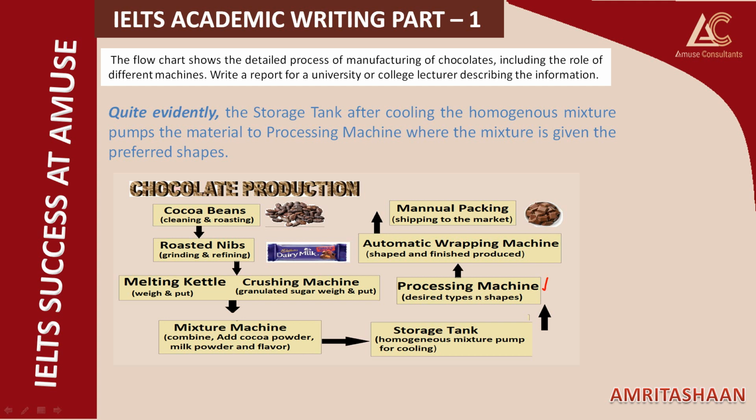They are saying that desired shapes and types. So where the mixture is given the preferred shapes. So we have covered these two stages here. Let's read it again carefully. Quite evidently, the storage tank, after cooling the homogeneous mixture, pumps the material to the processing machine. This homogeneous mixture is cooled here and then it is pumped to the processing machine where the chocolate material is given proper shapes and preferred shapes, and they are also made in different types.